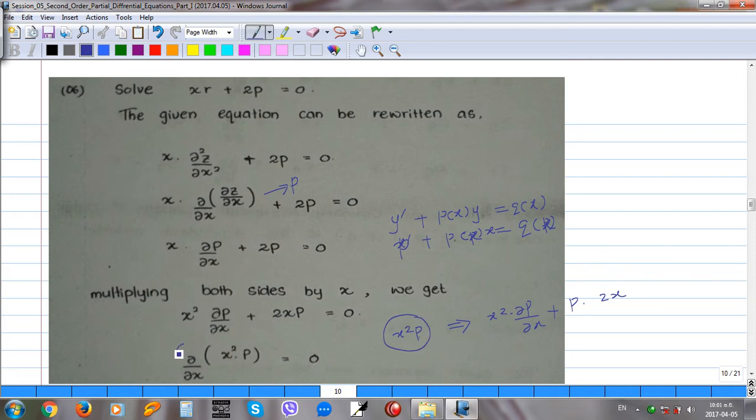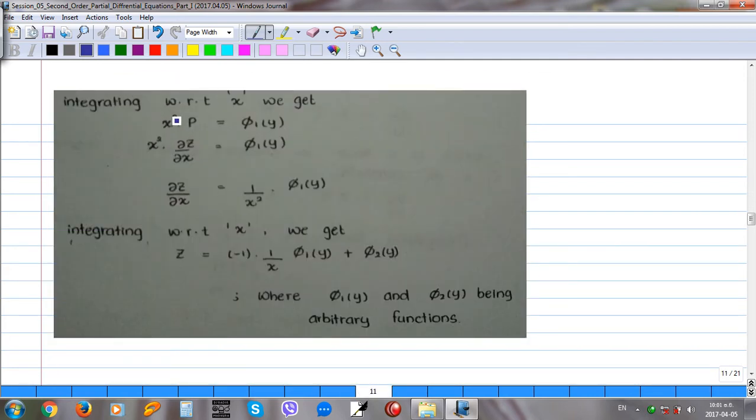Then you can integrate this, both sides. Then what happens here is this creates a constant and here remains x squared p. So you can write x squared p equals a constant. Then you know that p is equals ∂z/∂x. Then again you can integrate this one. If I send this to the other side, that is 1 over x squared. Then integrating with respect to x, z is created there.